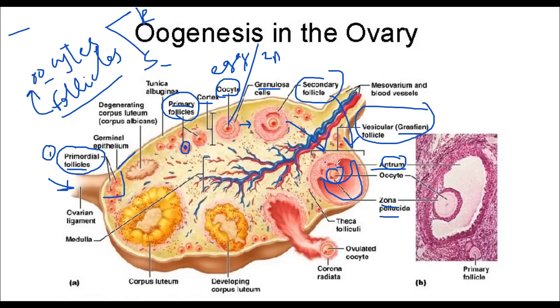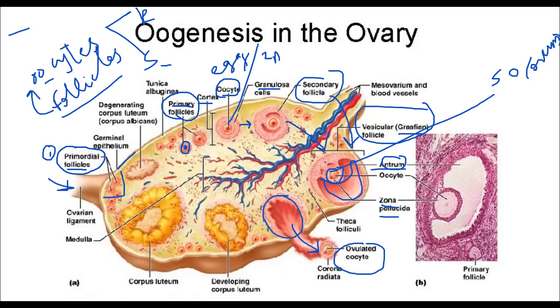Now, when this egg is ready, it will be released from the Graafian follicle. You can see over here, when the egg is fully matured, it will be released from this follicle. So this process of release of the egg is known as ovulation. Now, from where the word ovum comes: when the Graafian follicle has this mature egg, this mature egg is known as secondary oocyte, or another word is ovum. So they are interchangeable. Either you call it secondary oocyte or ovum.